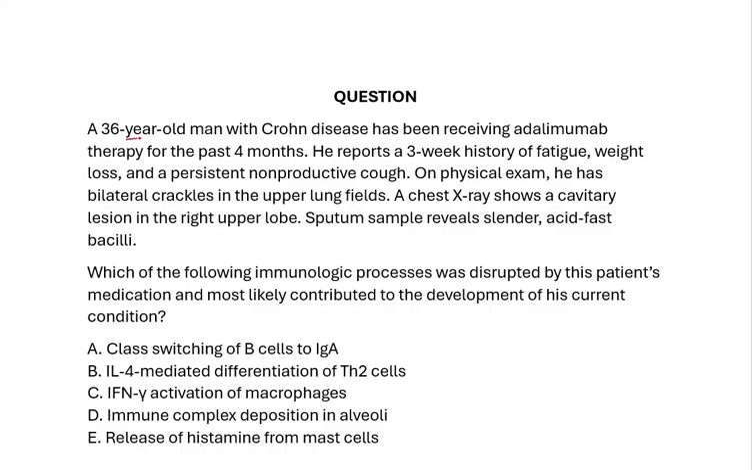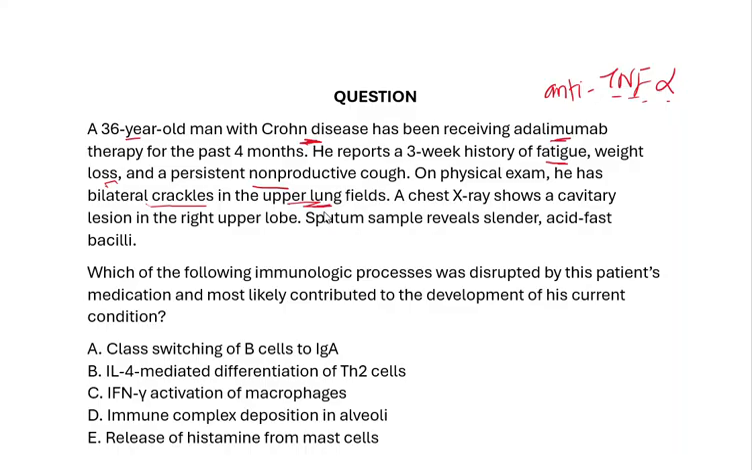So, a 36-year-old man who has a history of Crohn's disease has been taking adalimumab, right? Adalimumab is a monoclonal antibody against TNF-α, which is tumor necrosis factor alpha, therapy for the past 4 months. Now, the patient is having 3 weeks of fatigue, weight loss, and a persistent non-productive cough. On examination, he has bilateral crackles in the upper lung fields.